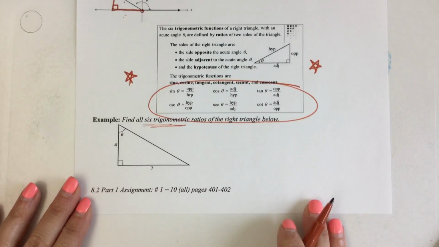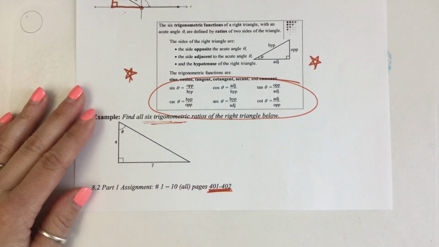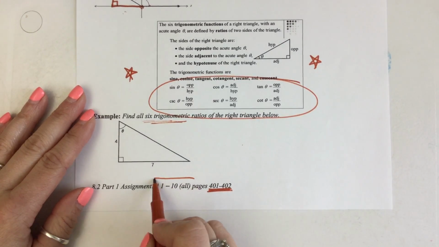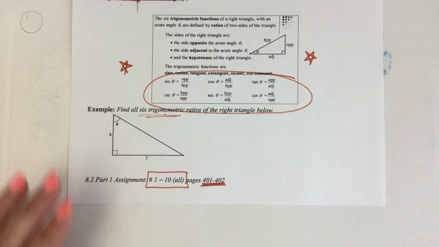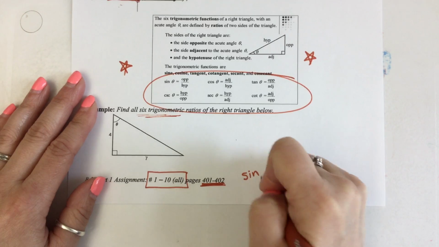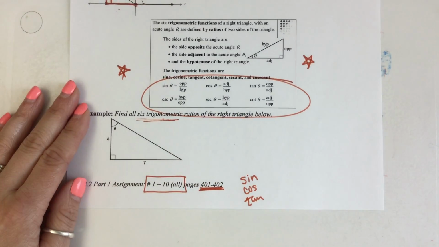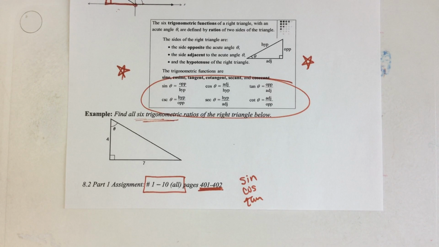Now your assignment, this is not an optional assignment for this section. You are turning in your books to page 401 and 402, 1 through 10 all. The book says to find just the sine and cosine. I am asking you to find the sine, the cosine, and the tangent. So you will find the basic 3 trig functions for each triangle.